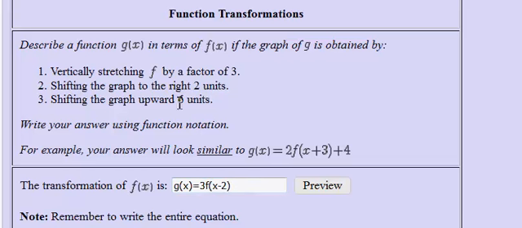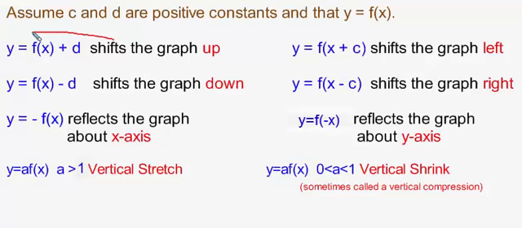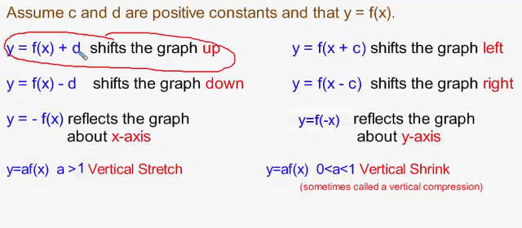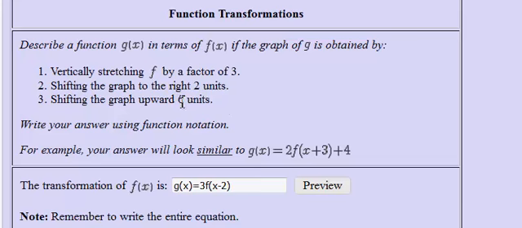Finally, to move the graph up 6 units, this says to move a graph up, a number must be added to the output variable, or if you will, outside the parentheses in function notation. So to move up, I must add on the outside of the parentheses, since I want to move it up 6 units, so the plus 6 appears on the outside of the parentheses.